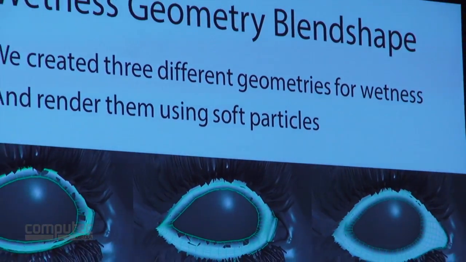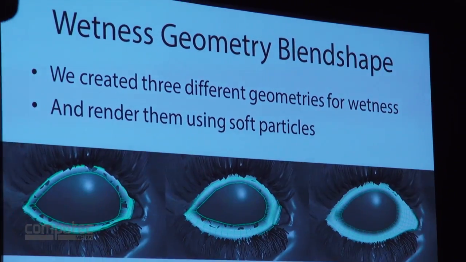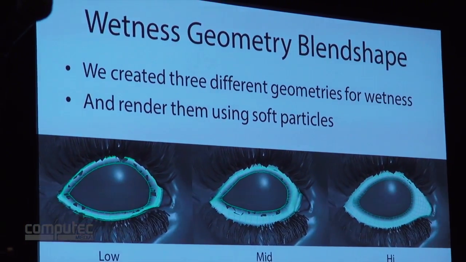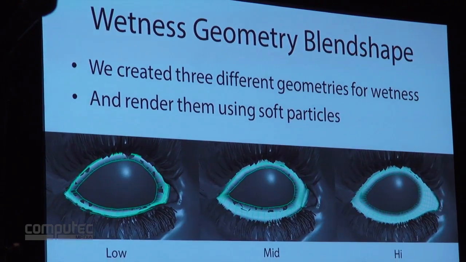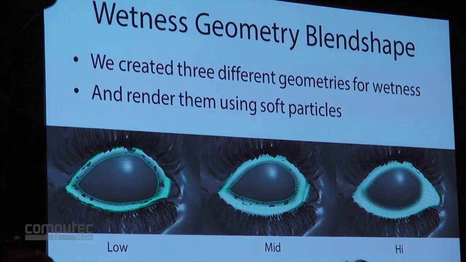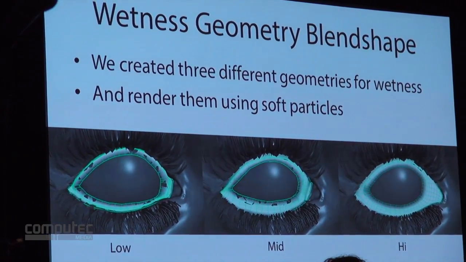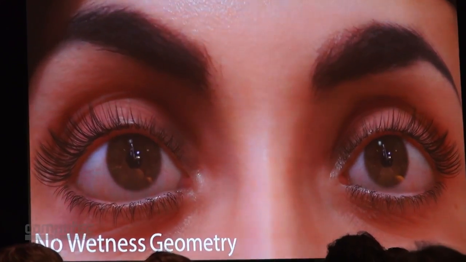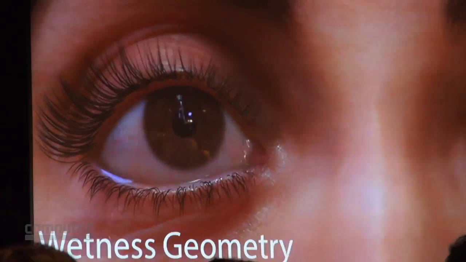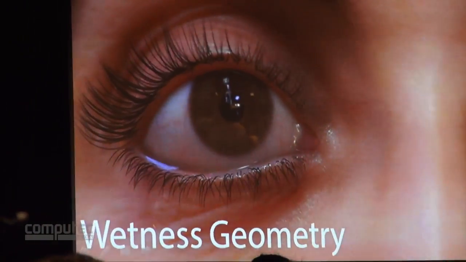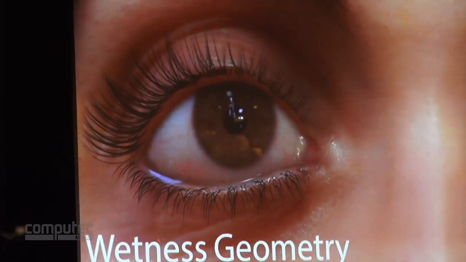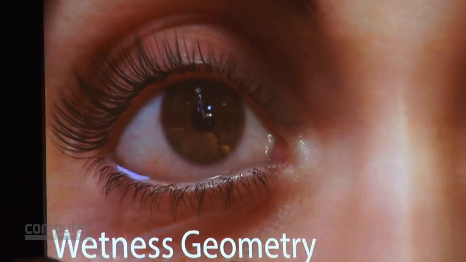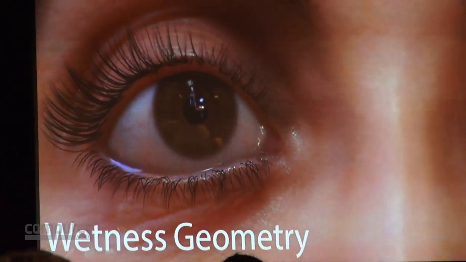And the other visual clue that we have found to be important is the specular lines in the eyelids. To model this, we created different geometries for simulating different wetness conditions and then saved them. Here you have a shot without the wetness geometry, and here you have another one with. It is subtle, but it gives the impression that the eye is really wet.